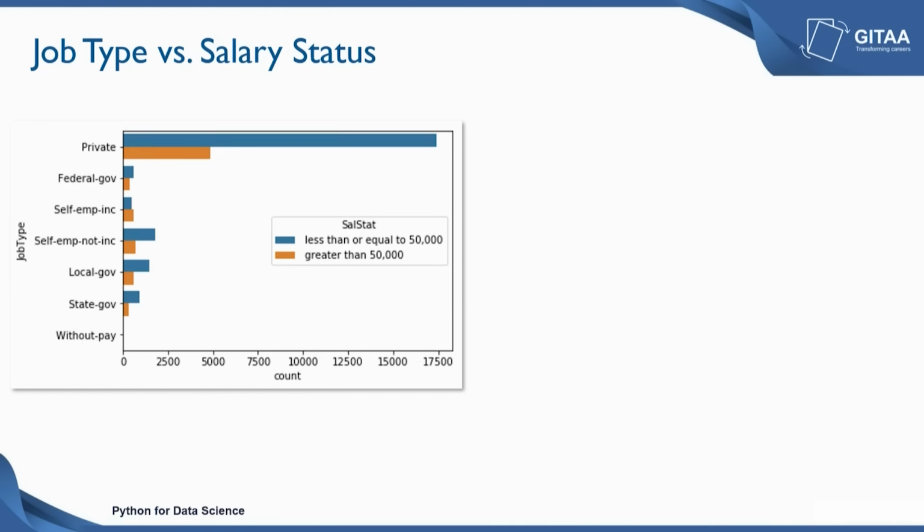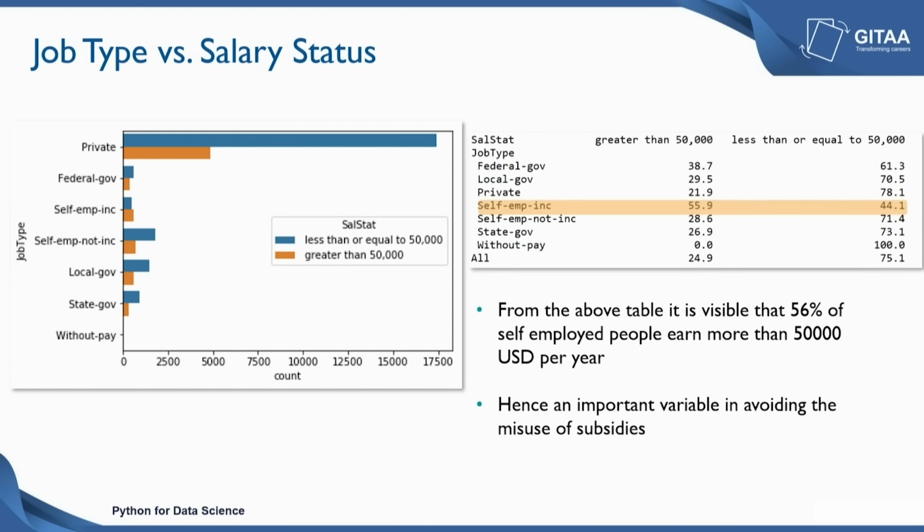This is the frequency distribution of the job type, but if you want to see how salary is varying across the job type, then we can look at the cross table, and I have highlighted only a single row which will give you an idea about what is the percentage split for an individual. If he is self-employed, then what is the percentage split that he will earn greater than 50,000 or less than or equal to 50,000. For the greater than 50,000, it turned out to be 56%, and for the less than or equal to 50,000, it is 44%.